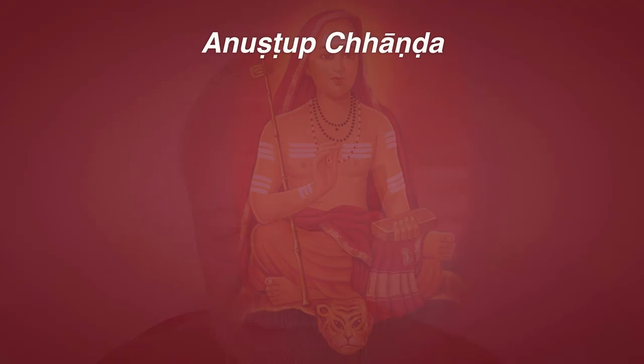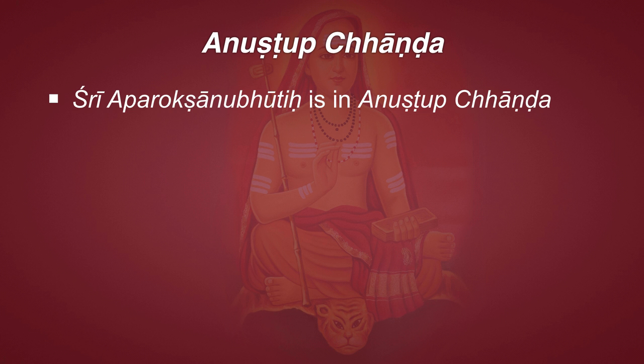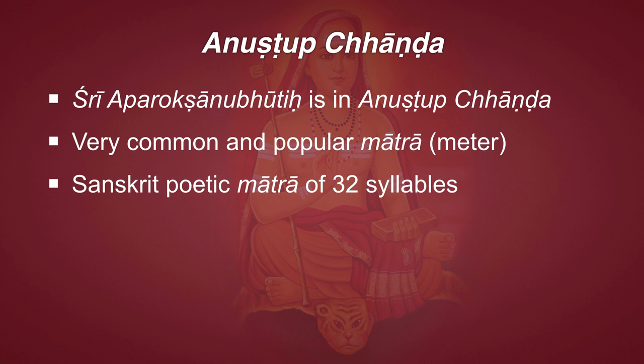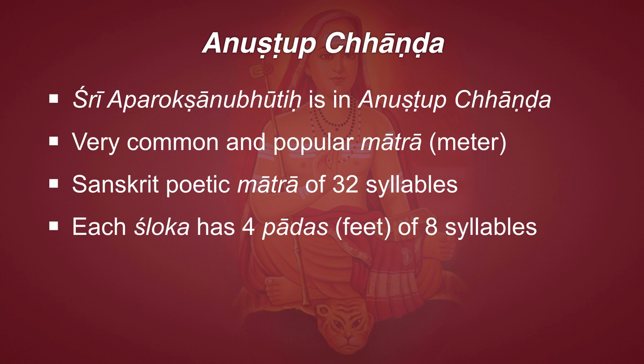And the next thing I want to discuss, since we brought up the subject of meter, is the meter of the Sanskrit poetry used in this work. This meter, or Chhāṇḍa, is known as Anuṣṭup. Anuṣṭup Chhāṇḍa is the meter of Śrī Aparokṣānubhūtiḥ. It's a very common and popular mātrā used in many Vedic works like Mahabharata, Bhagavad Gita, and so on. And it's a Sanskrit poetic mātrā of 32 syllables. Each śloka, or verse, has four pādas, or feet, of 8 syllables.